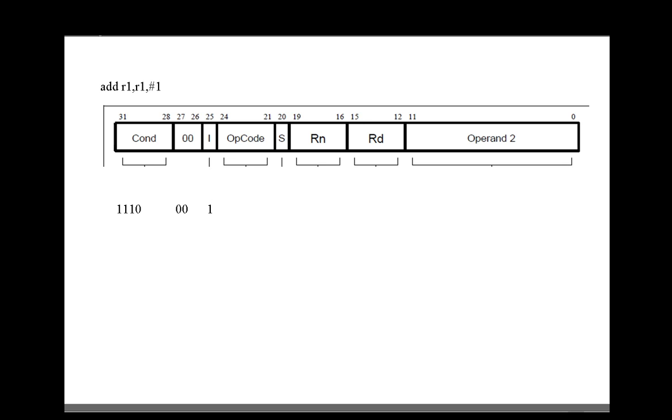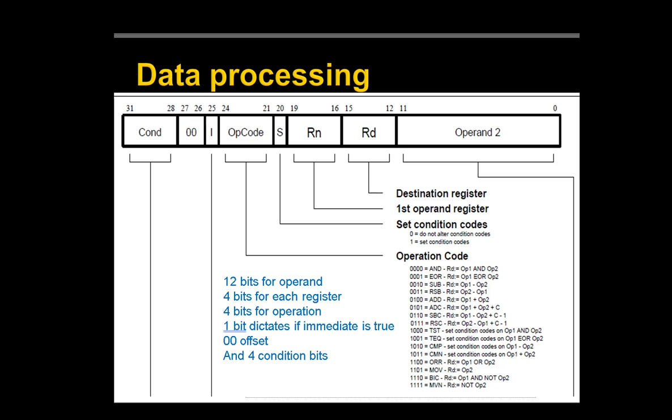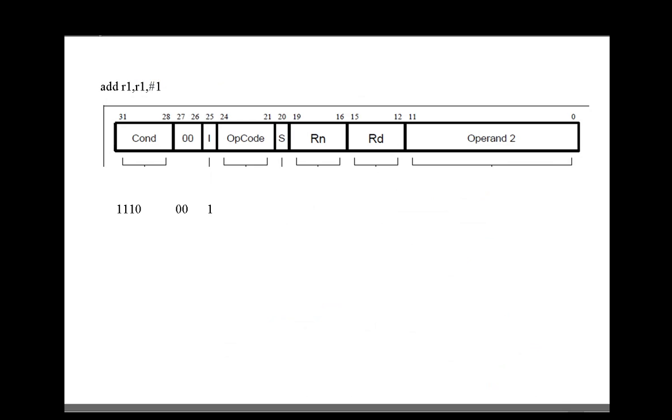Now, the opcode for the instruction, this is instruction add. So if I take a look at my add, add is 0100. Followed by the S field. I am not using the S here, so that field will be set to 0. My first operand is this register, R1, and 1 in binary is 0001. The destination register is also R1, so this will also be 0001.